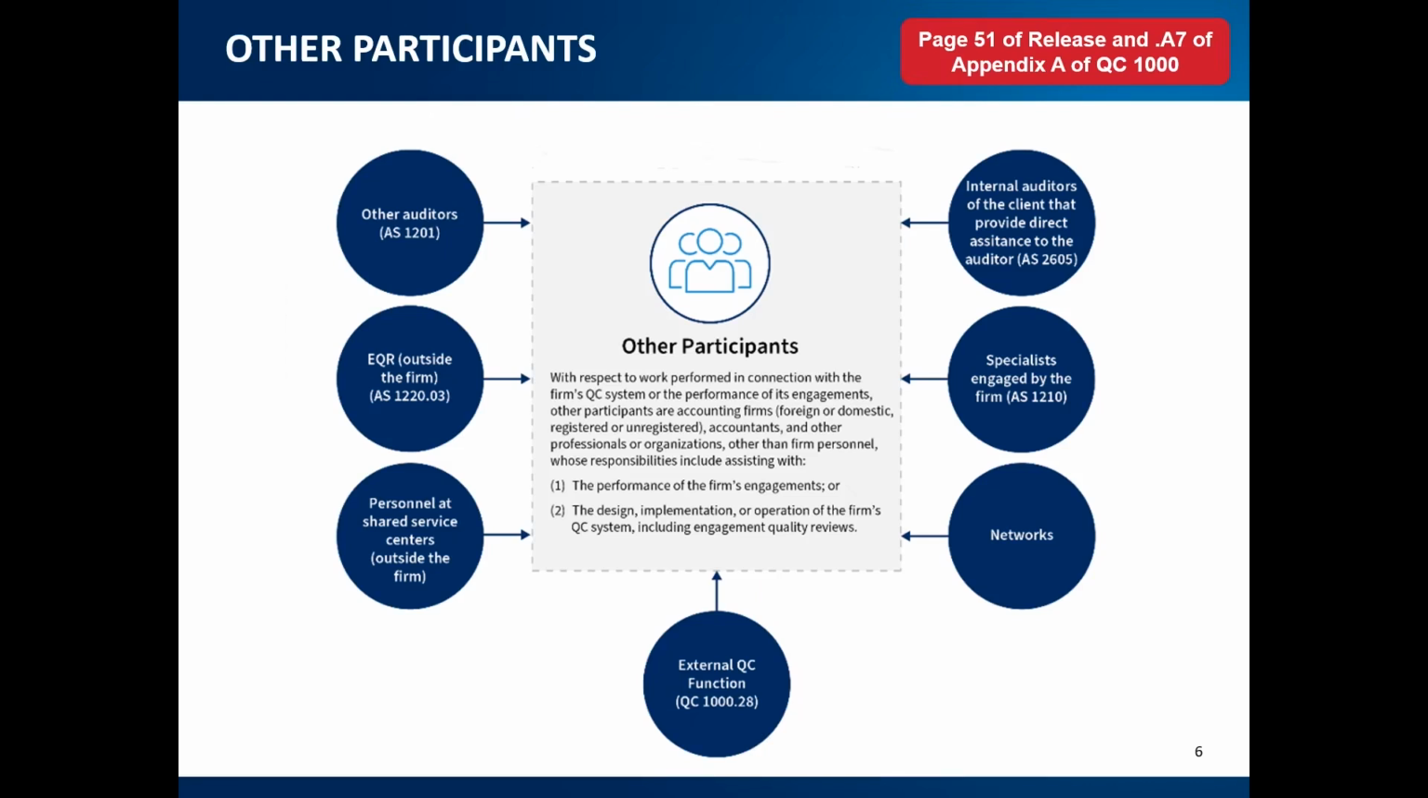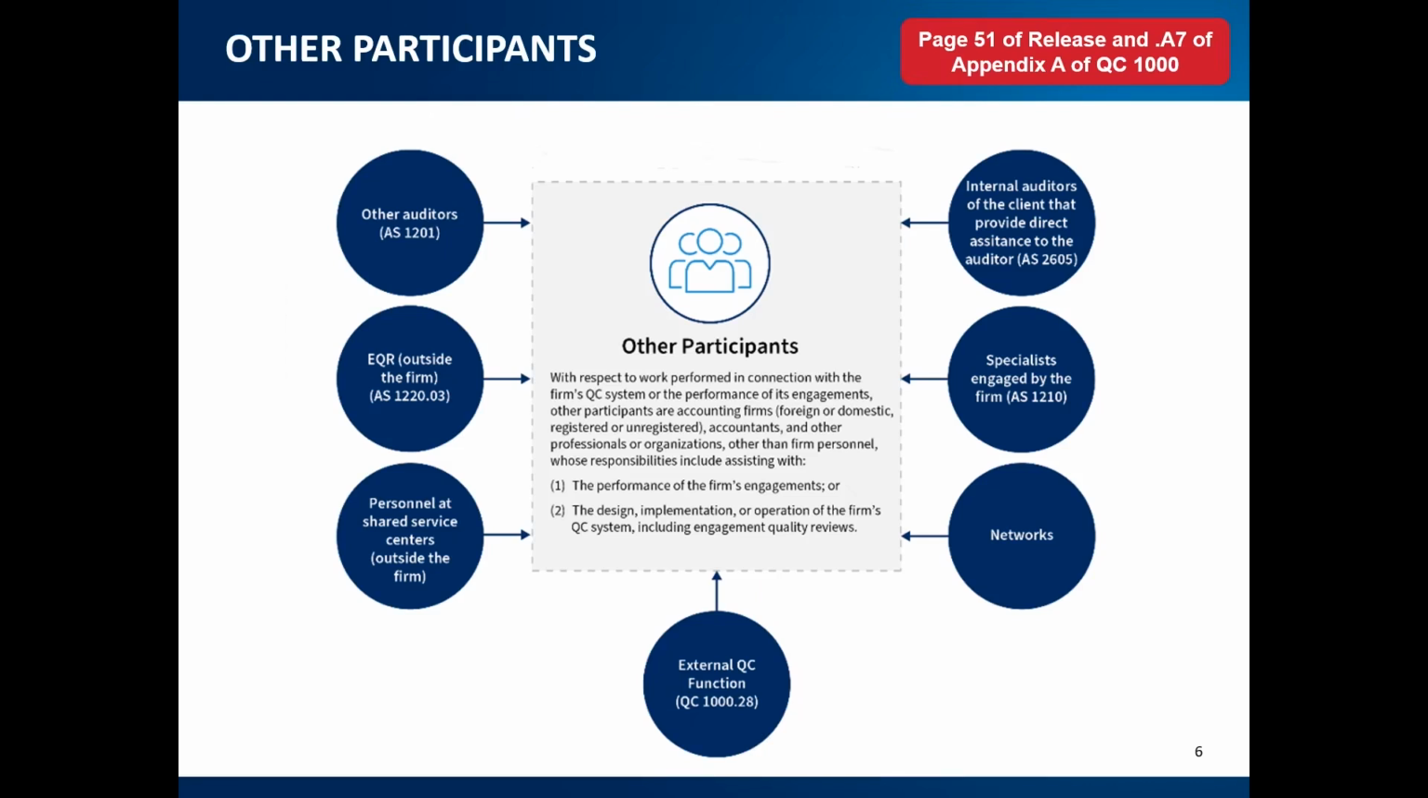Some examples include network personnel, other auditors, specialists engaged by the firm, and professionals from outside the firm performing engagement monitoring activities. The persons performing some roles, such as an engagement quality reviewer or personnel at shared service centers, may be either firm personnel or other participants, depending on their relationship with the firm.